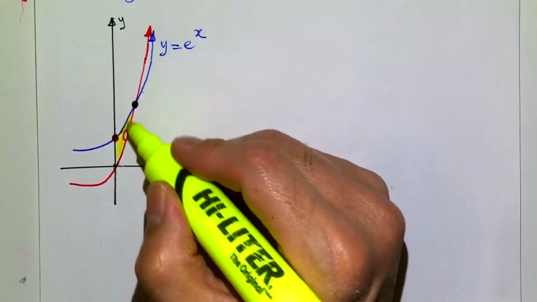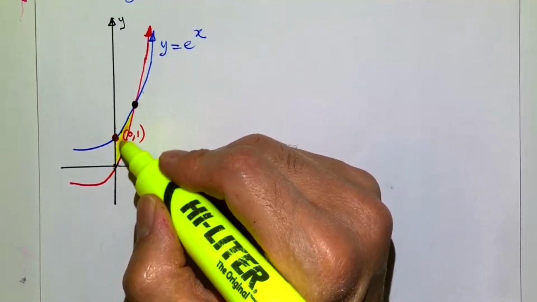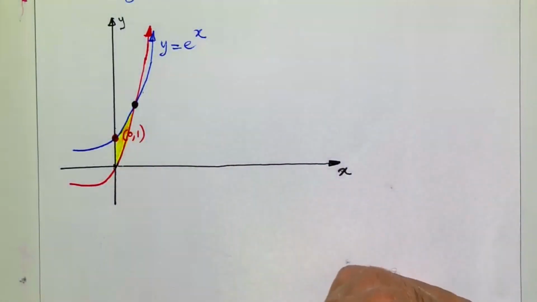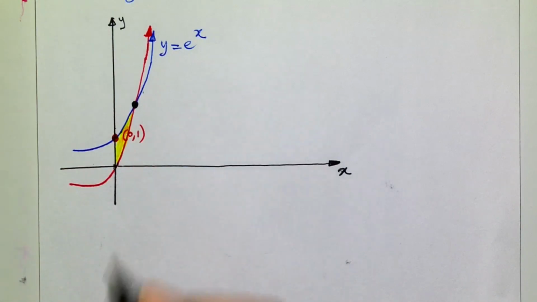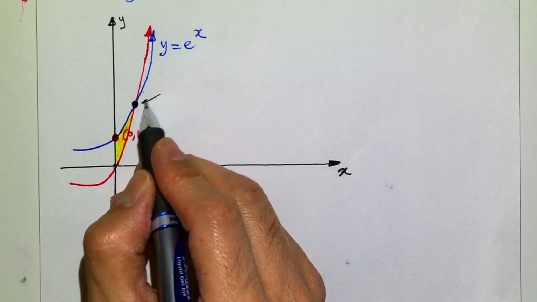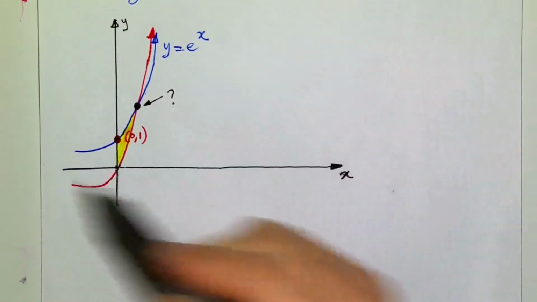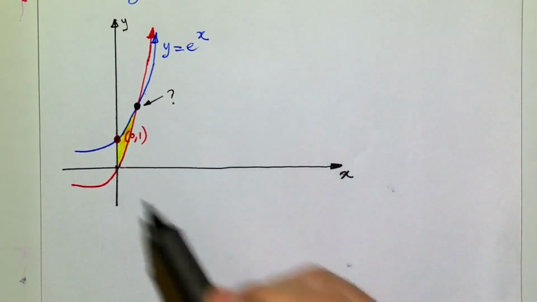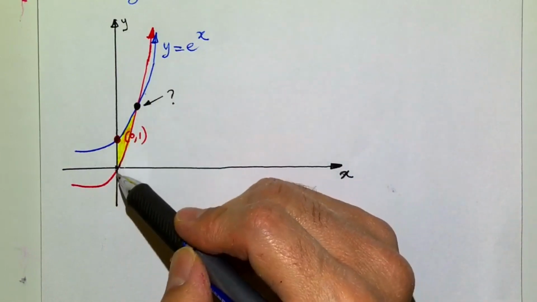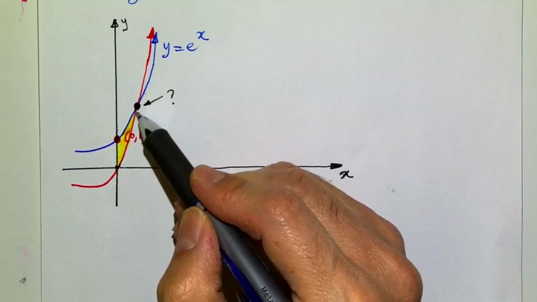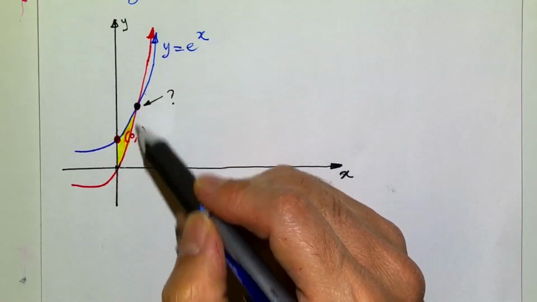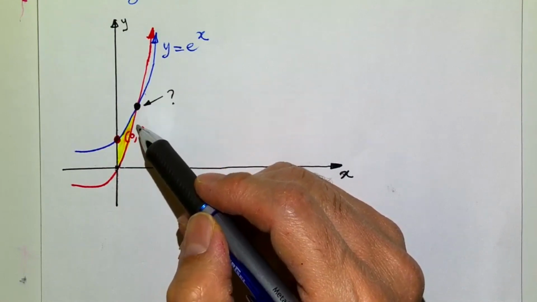Right, that's the region we're calculating the area for. All right. So we already know that's (0, 1). And we also want to find out what that point is, right? Because the integral is going to be along the x-axis, and it's going to start from x equals 0 to x equals something. What is that something? We need to find that out.